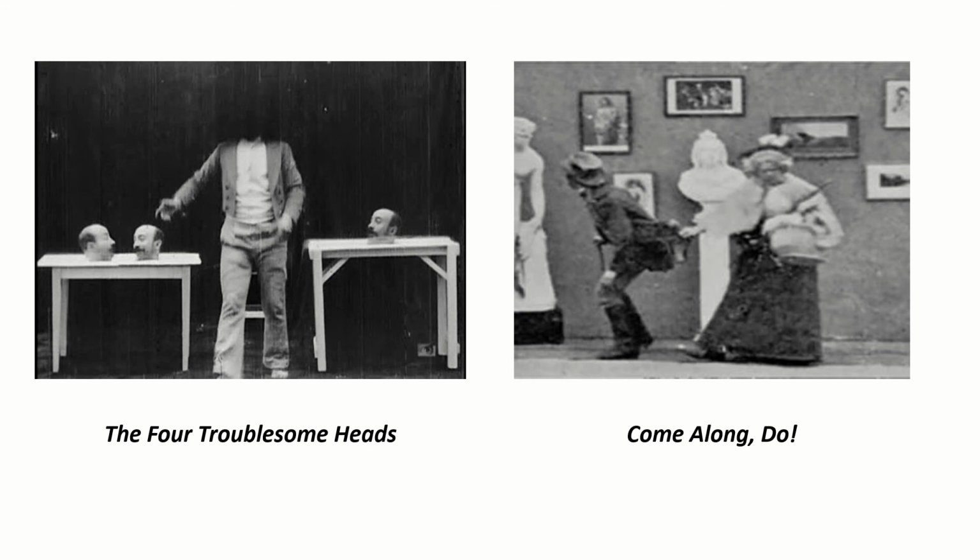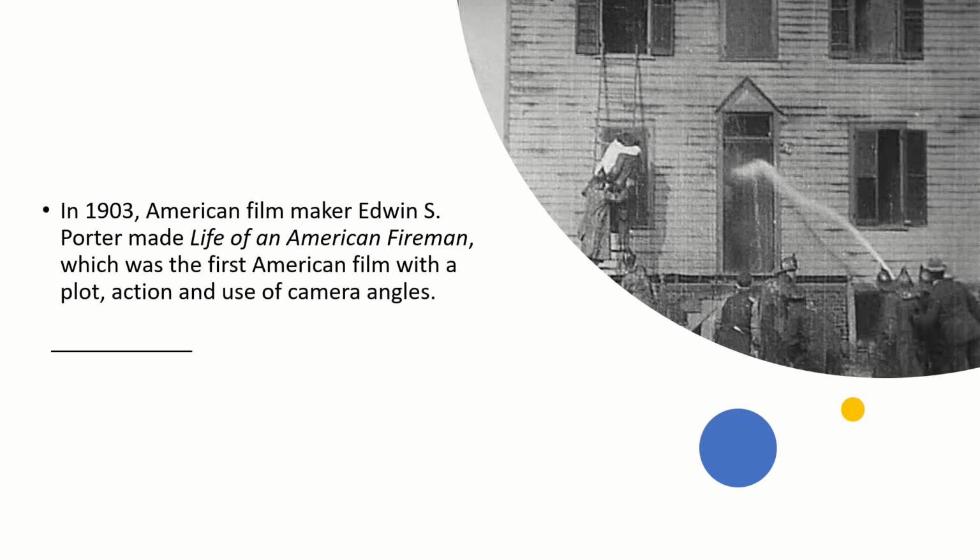The first one is for the Four Troublesome Heads by George Méliès, and the second one is the Come Along 2 by Edwin S. Potter. No, sorry, Robert W. Paul. My bad. Moving ahead, let's have a look at American filmmaker Edwin S. Potter's first film, that is Life of an American Fireman. Not just a first film, but the first American film with a plot, action, and use of angles that was released in 1903.